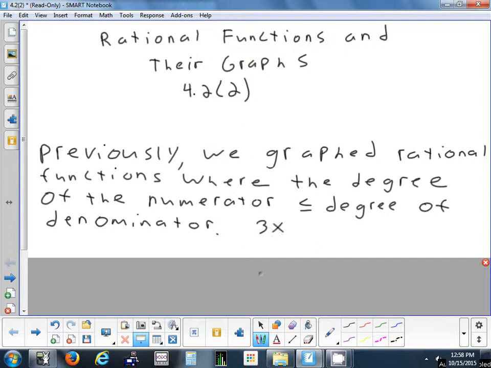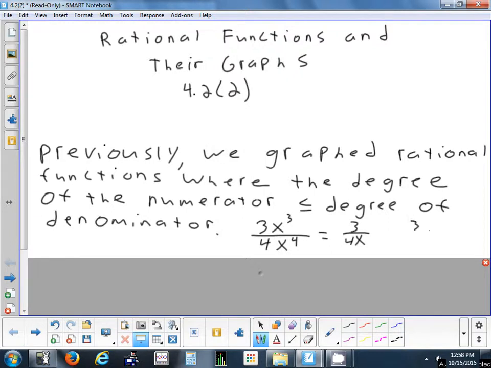Let's say 3x cubed divided by 4x to the fourth. What would the end behavior model be there? Let's say these were the leading terms. Just simplify it down. 3 over 4x. Yeah. And this fraction would approach what? 0. Right? So you could have horizontal asymptotes at 0, if this is your case.